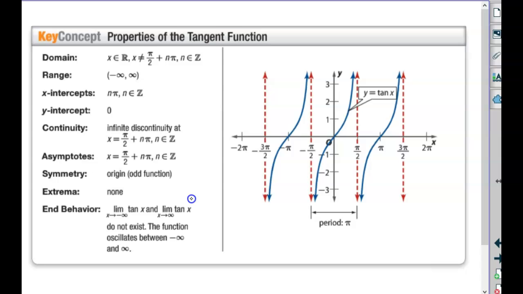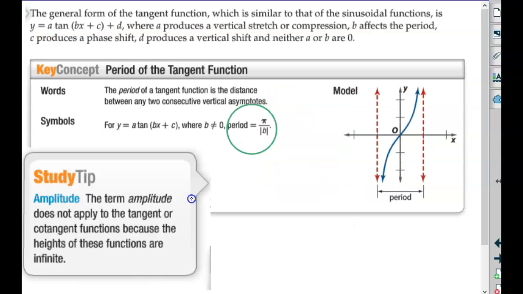The definition of amplitude is max minus min divided by 2. Does this have a maximum or a minimum? No. Okay, so the period is pi. The new period will be pi over b, but the term amplitude does not apply to a tangent graph because it has no maximum or minimum. All right.